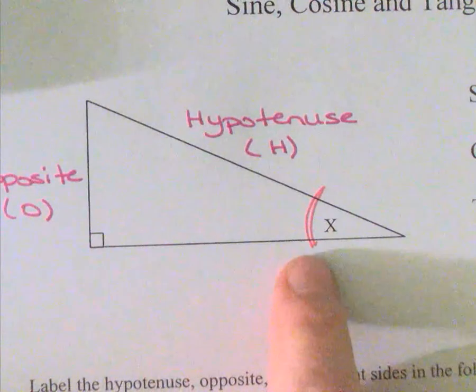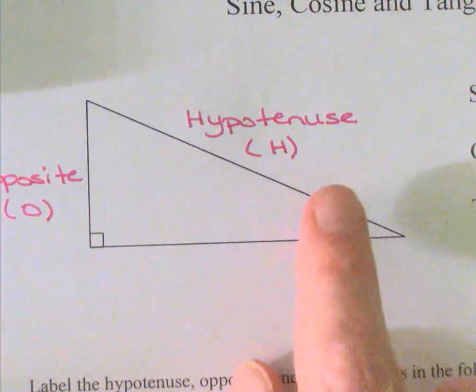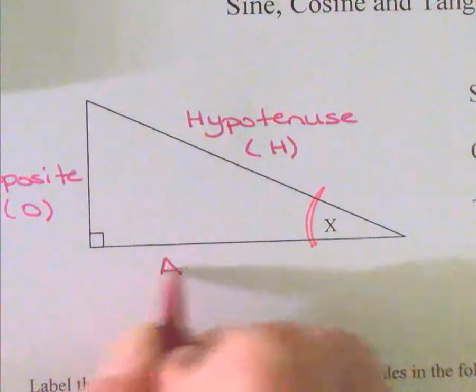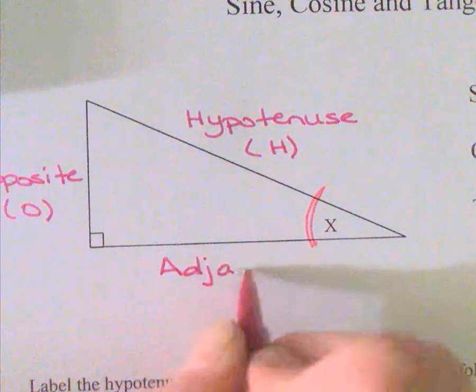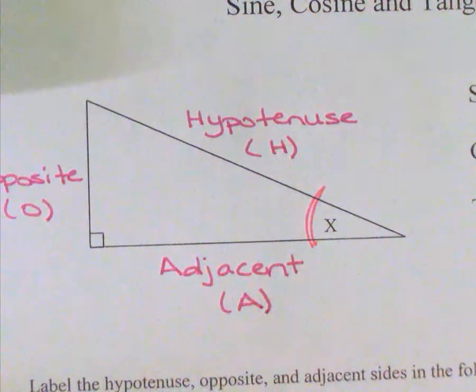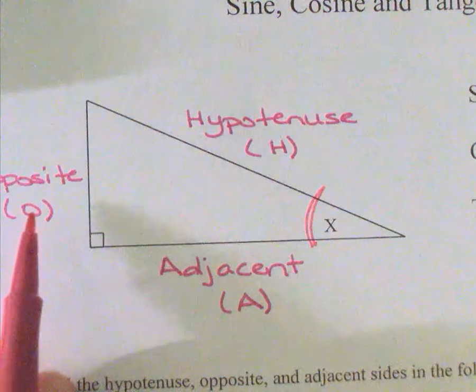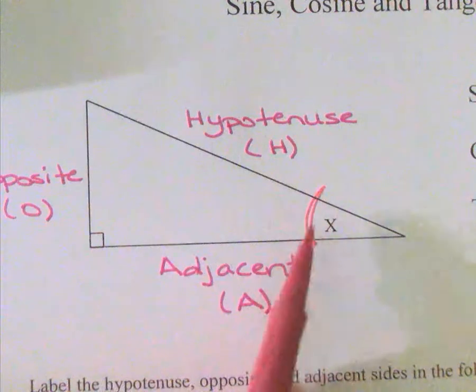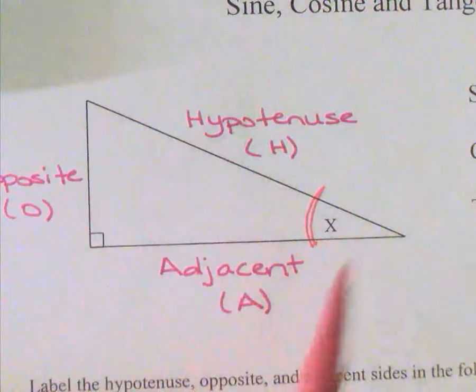The side that's touching it, not the hypotenuse, but the side that's touching the angle, is known as the adjacent side. And we label that with an A. Adjacent means next to. Opposite means opposite the angle, nothing to do with the right angle, opposite the other angle. And then hypotenuse is the longest side.